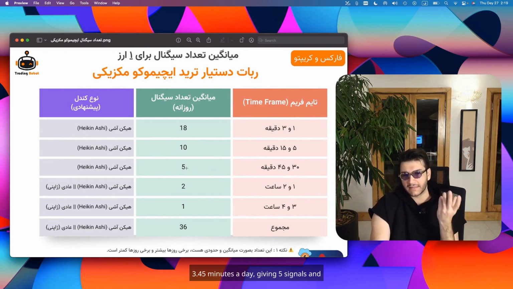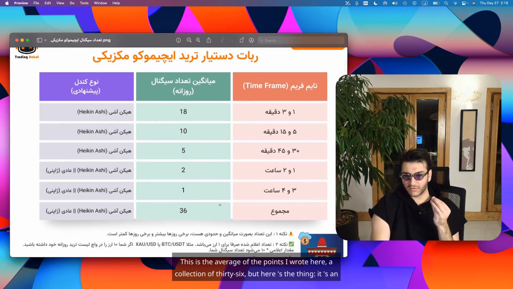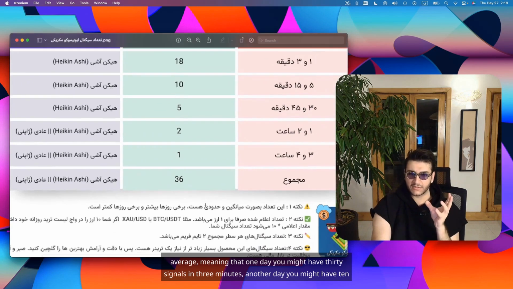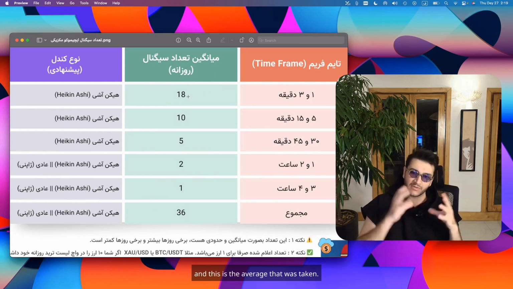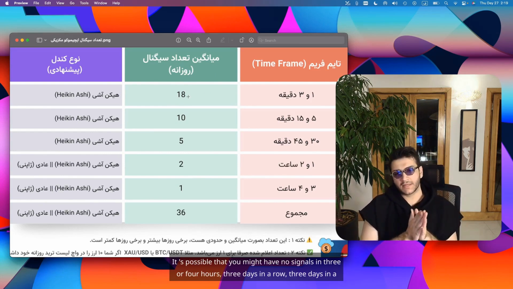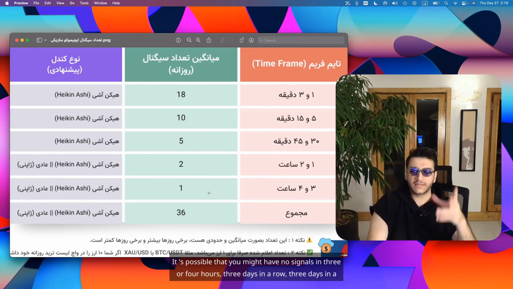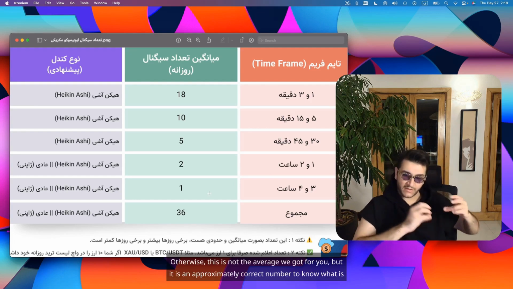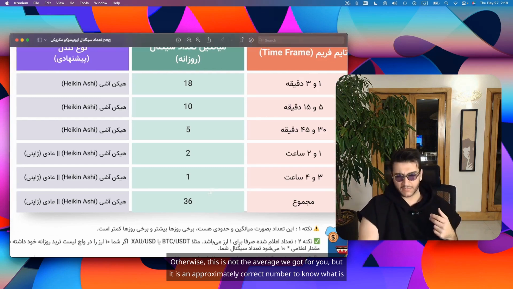3 and 4 minutes a day give 5 signals, and this is the average of the points I wrote here, a total of 36. But here's the thing, it's an average, meaning that one day you might have 30 signals in 3 minutes, another day you might have 10, and this is the average that was taken. It's possible that you might have no signals in 3 or 4 hours, 3 days in a row, then 5 signals one day. The market is changing. This is not an exact average we got for you, but it is an approximately correct number to know what is coming.